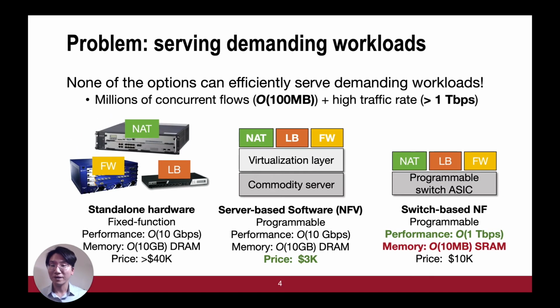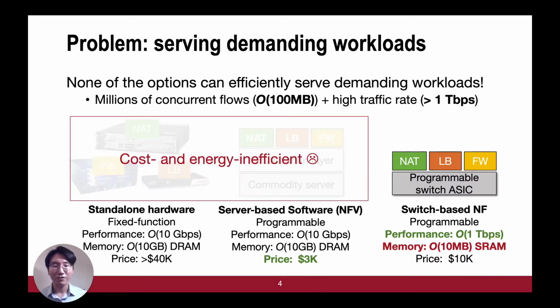However, we observed that none of these options can serve very demanding traffic workload in a cloud setting. An example of such demanding workload would be a workload that consists of tens of millions of concurrent flows with a terabit per second traffic rate. To serve such workload, since we need a very large number of instances of standalone hardware devices or commodity servers, both options are not cost and energy efficient.